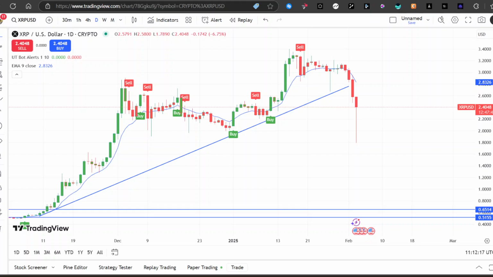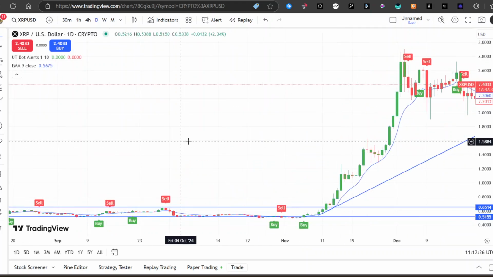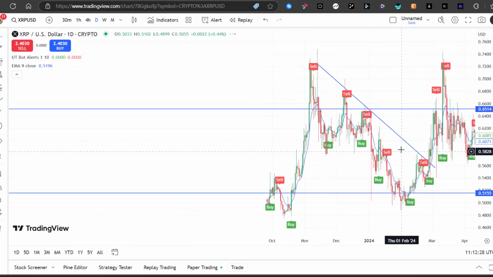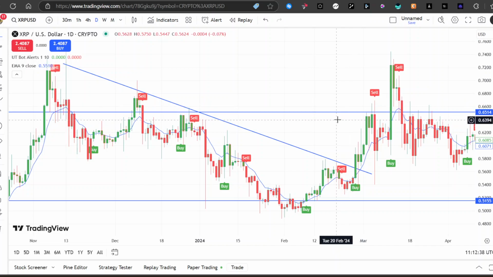Also make sure you always make use of stop losses. If you're in a buy trade, set your stop loss just below the previous swing low. But if you're in a sell trade, set your stop loss just above the previous swing high. By following these steps, you'll avoid unnecessary losses and focus on high quality trade setups. And also use trailing stops. Use a trailing stop loss to lock in gains as the trend continues in your direction.